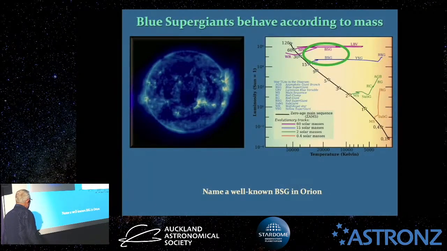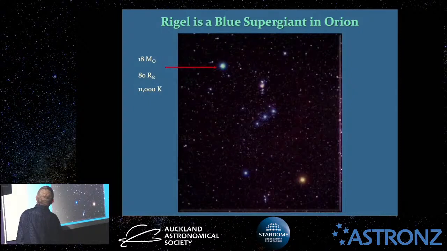Can anyone name a well-known blue supergiant in the constellation of Orion? Yes. You're onto it, Neville. Cool, yeah, Rigel. So here it is here. So here, once again, is your pot, and the handle of your pot, the Trapezium in there, with three main sequence massive stars. And here is Rigel sitting right up here. It's a beautiful blue colour. It's shining very, very brightly.